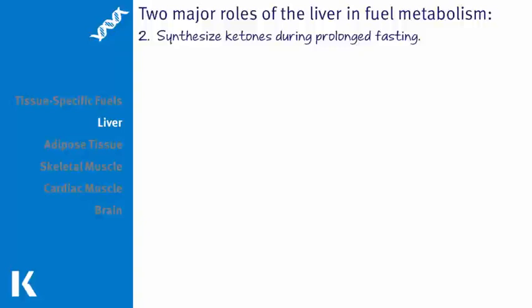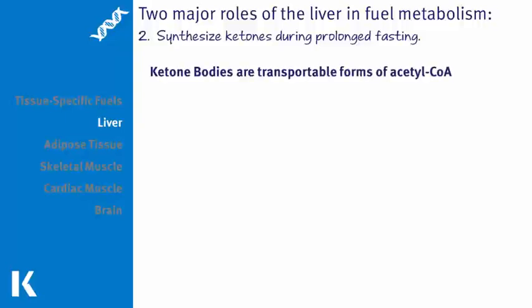The importance of synthesizing these ketone bodies is that they provide an alternate source of energy to glucose. Glucose synthesis requires amino acids to be catabolized, but by using ketone bodies, these amino acids can be spared for other essential functions within the body. These ketone bodies are easily transported through the bloodstream and can absorb into cells. Therefore, they are considered transportable forms of acetyl-CoA because they can go anywhere and provide energy to most tissues.